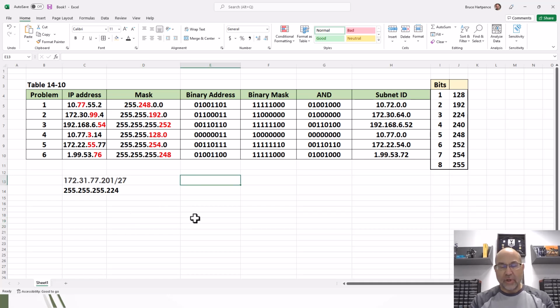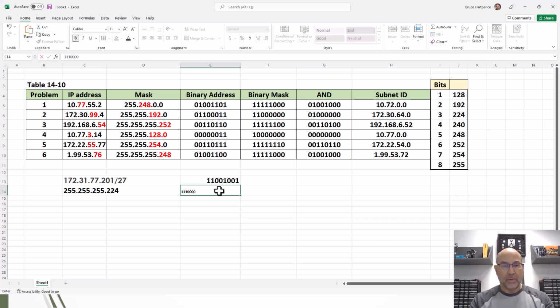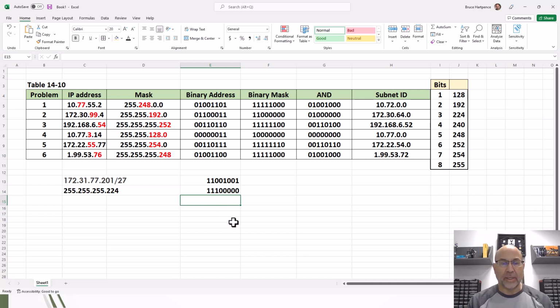Well, 201 converted to binary: 128, 192, we need 9 more. Okay, so not 32, not 16, there's 8. There we go. And then if we take a look at the binary for the mask, it would be this. And maybe we'll do the ANDing right here. So if I do this ANDing process, then I would get a network that looks like this. I would get 1 1 0 0 0 0 0 0.